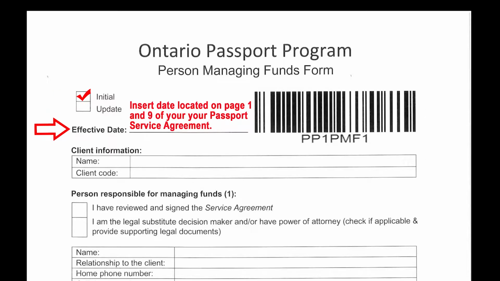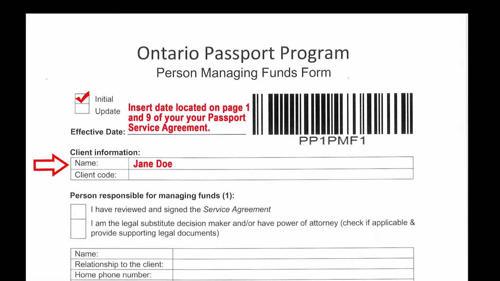For effective date, everyone's effective date was in their passport service agreement. So when I called attention to page number 9, and that funding would be backdated to July 1st, 2018 this year, your effective date is going to be July 1st, 2018. After you write the date in, it asks for client name. So you're going to put the client's name. This is the individual who's receiving the passport funding. Their name is going to be written in there.